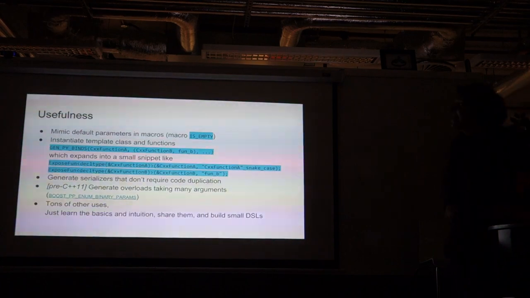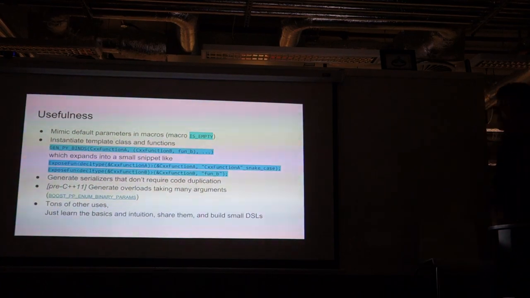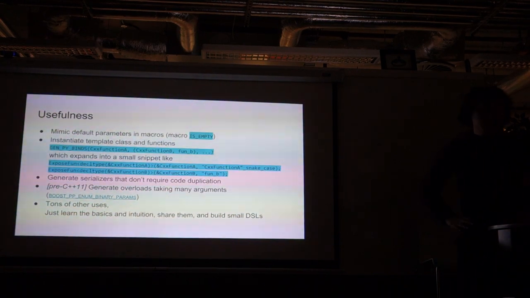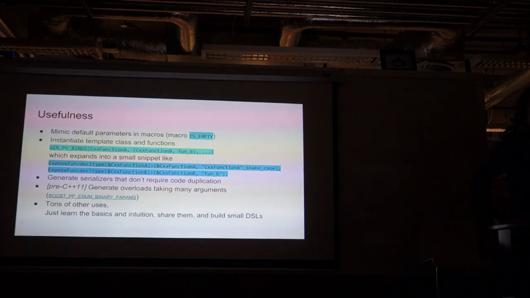But at least we can mimic default parameters in macros. I think you have developed enough knowledge to build a macro is empty, and you can do this as homework. So imagine you have a macro M which takes at least two parameters, and in some conditions the third parameter will take some default value. You can easily do this. In my case, I was using macros to expose some functions to Python, for instance, or to the Go runtime.